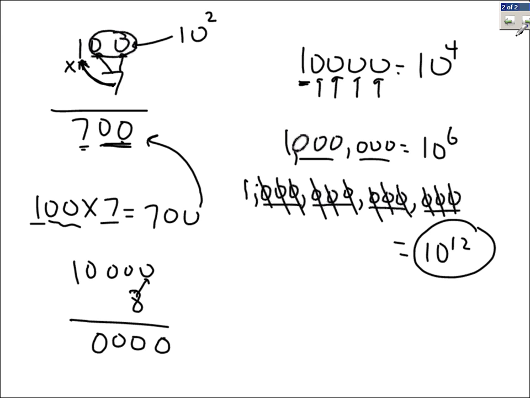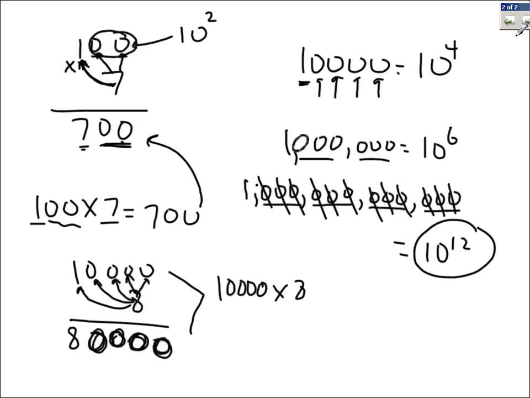8 times 0 is 0. 8 times 0 is 0. 8 times 0 is 0. 8 times 0 is 0. A much easier way of doing this is to say, well, 8 times 1 is 8, and I'll add on the 4 zeros.